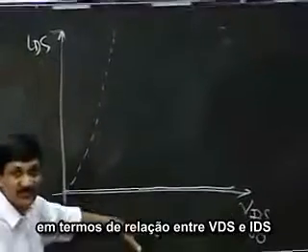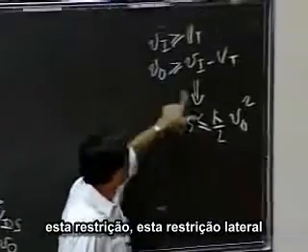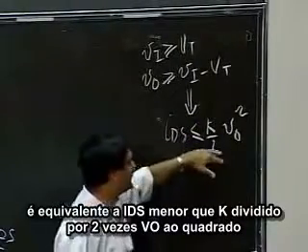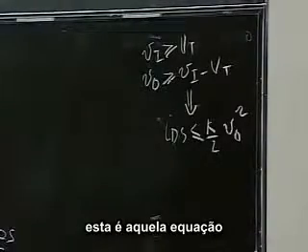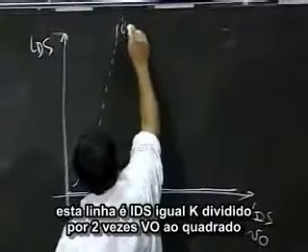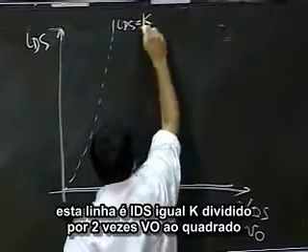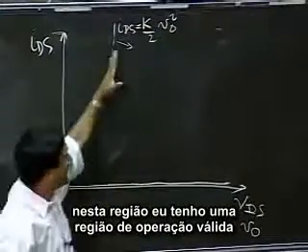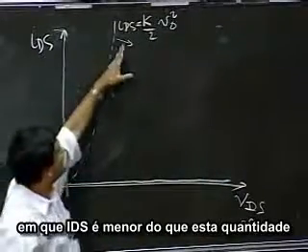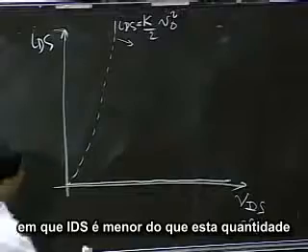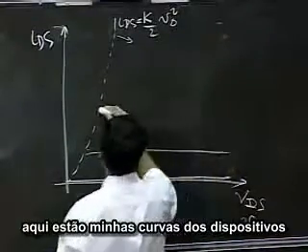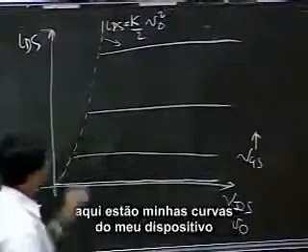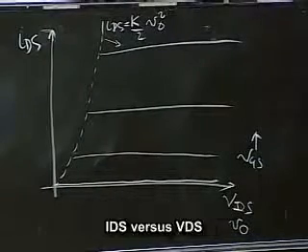Okay, so in terms of my IDS versus VDS relation, this latter constraint is equivalent to IDS being less than k by 2 V naught squared. Okay, so this is that equation. So this line is IDS equals k by 2 V naught squared. And in this region, I have the valid operating region where IDS is less than that quantity. So here are all my other curves for various values of VGS. So here are my device curves, IDS versus VDS.